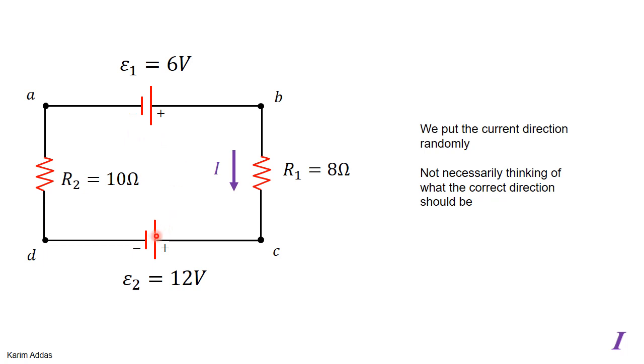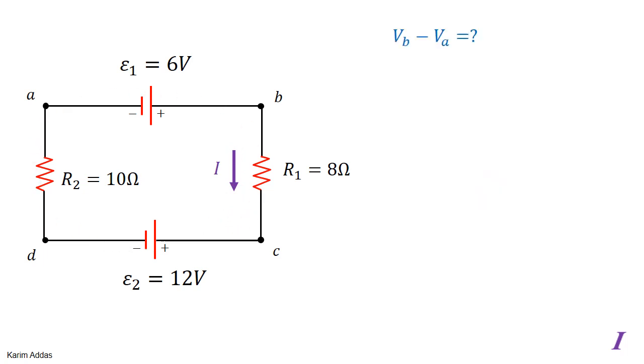Now we know that this battery is stronger than this one, so the current should be in this direction. So this choice is actually wrong, but it doesn't matter. You don't have to waste time thinking about this. Just put it in any direction. So let's put the current going down here. That means it goes around the loop like this.